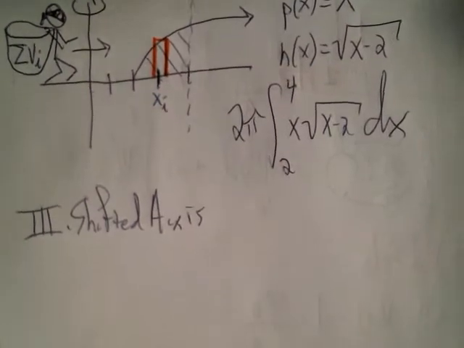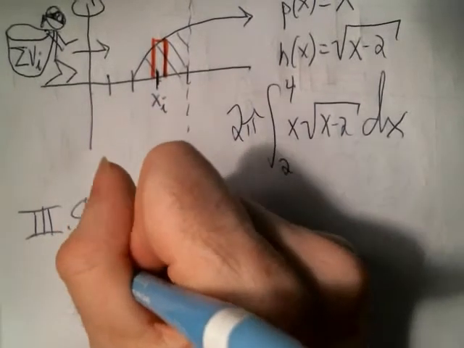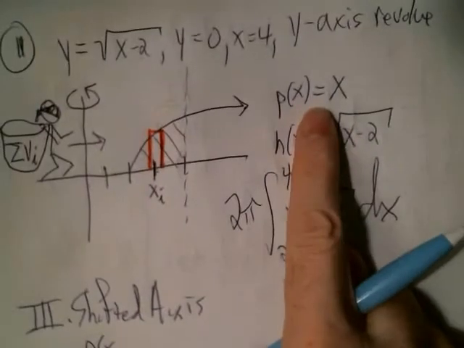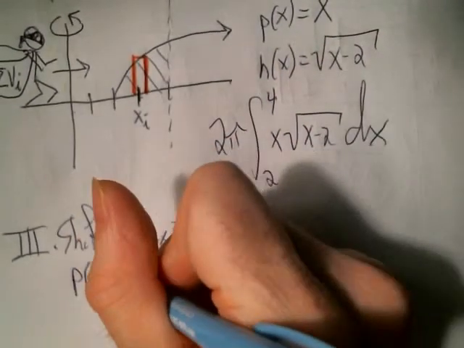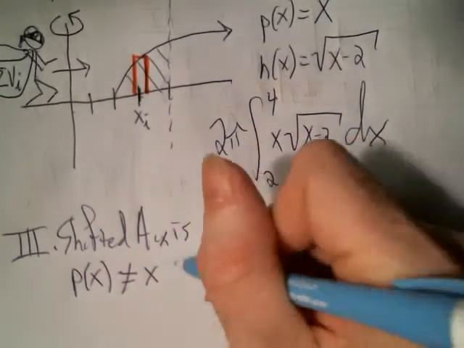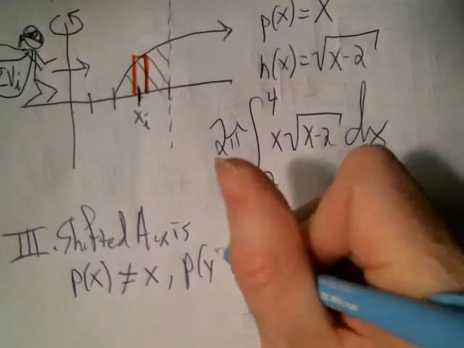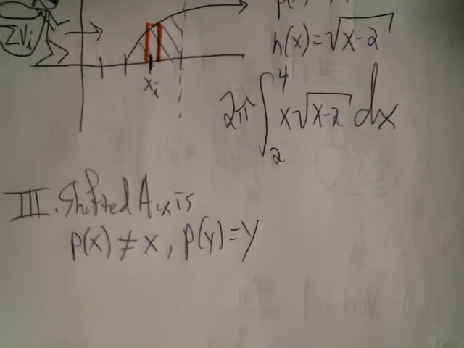The main difference now is that radius function. If you remember before, what I was saying is usually the radius function is always just either x or y. Now it won't be, right? So p of x is not x, and likewise p of y is not just going to be y.